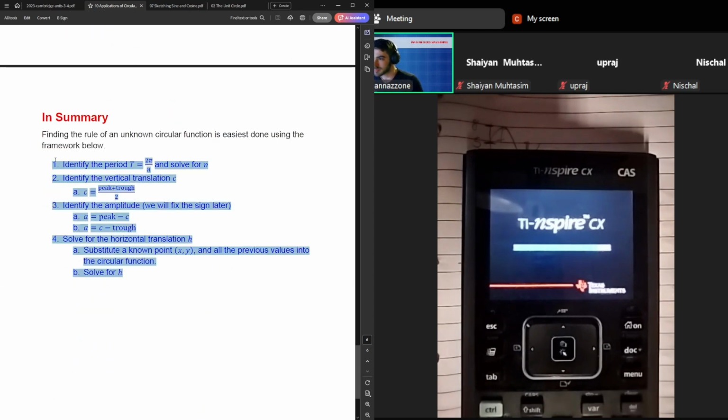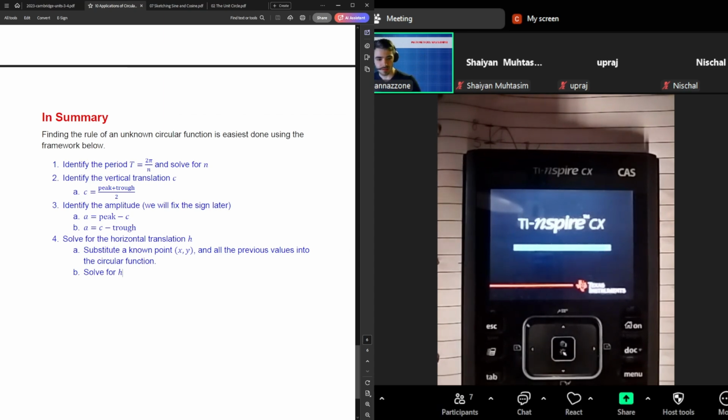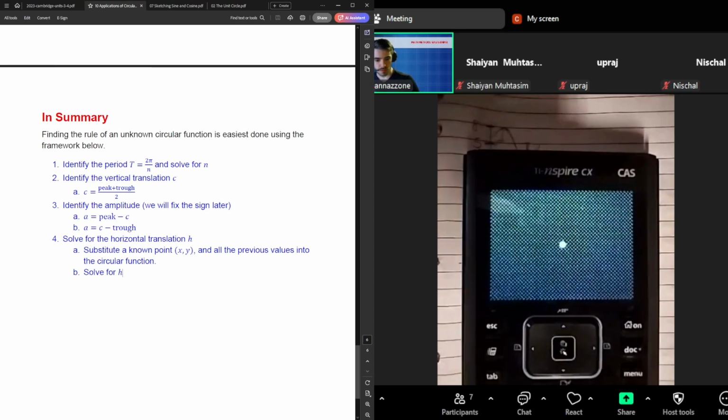So in summary, we pretty much follow this kind of framework. It isn't the be-all, end-all of how you do things. This is just the order in which tends to be easiest to do things in. So I'll put that summary in the chat there.